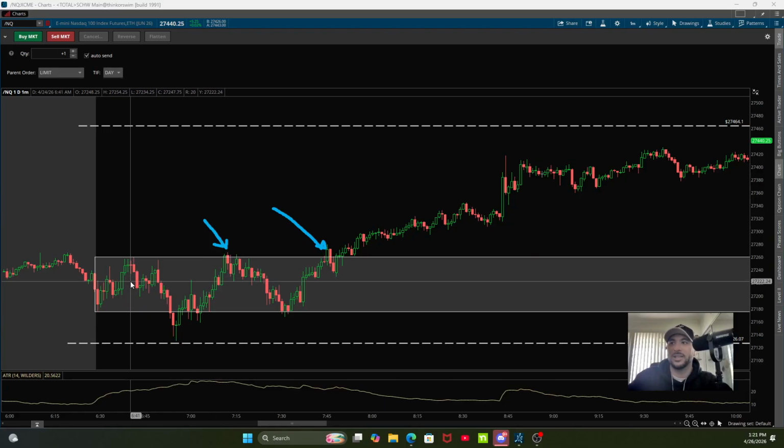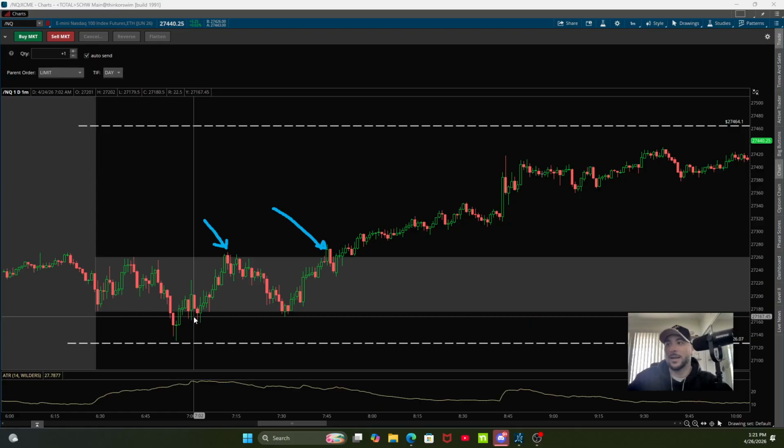This is where traders tend to get chopped up. They try to go long here, they get stopped out. They try to go short here, they get stopped out. They try to go long again, they get stopped out. They finally go short here, they get stopped out.